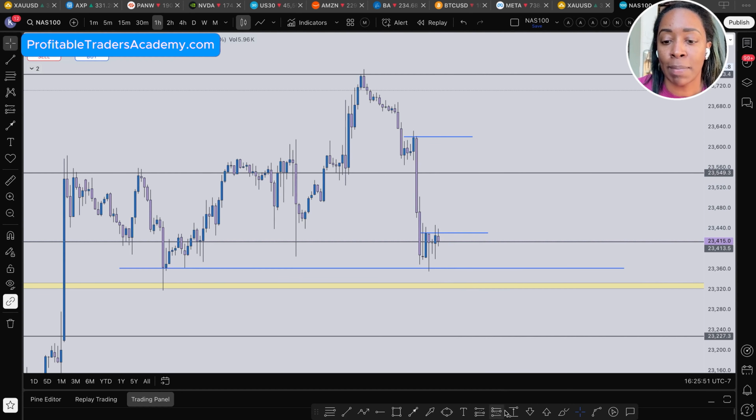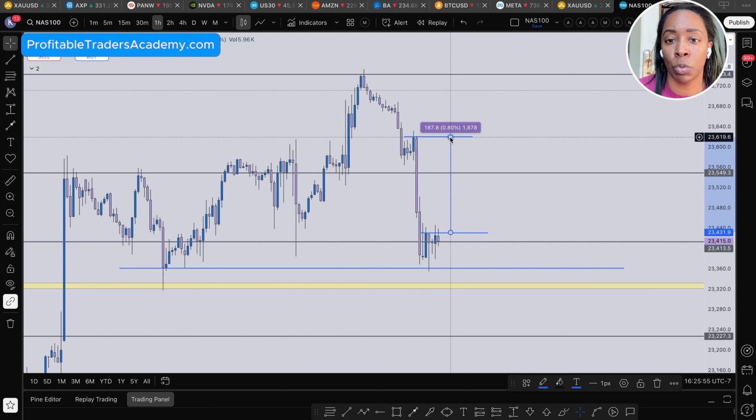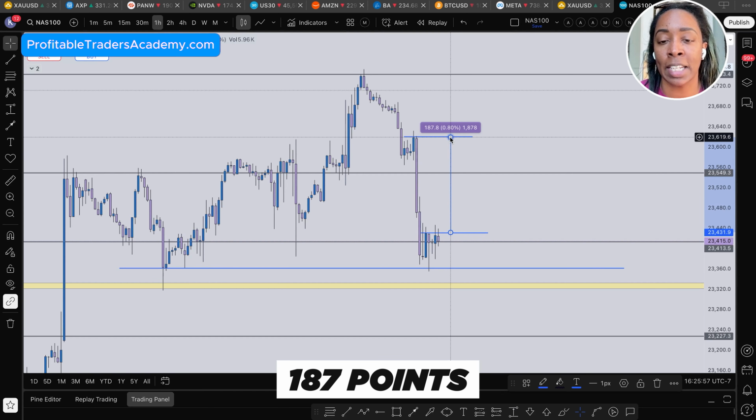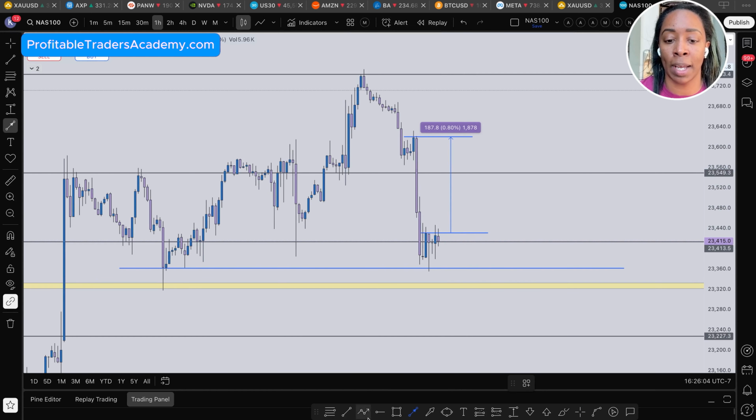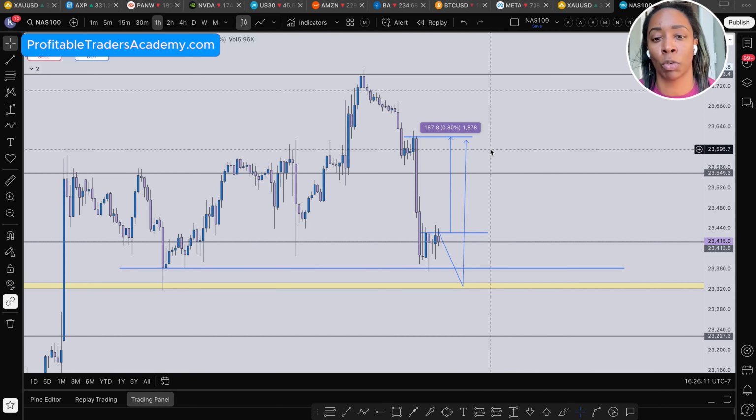And let's go ahead and measure this move right here. So this is going to go from here to here. So 187 points inside of the market. Definitely not bad. Definitely really nice for NAS100 for sure. And then once again, let me just go ahead and draw that path that I was looking for before. So down here and then going up here. So that's going to be the path that I'll look for the market to go in.